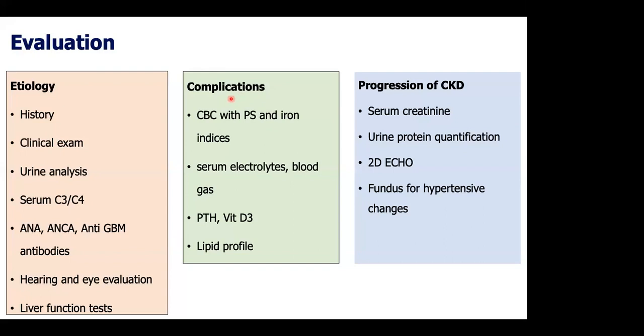So for evaluation of complications, you would be looking at the markers of anemia, whether it is iron deficiency anemia or anemia of chronic kidney disease. Serum electrolytes, blood gas for bicarbonate levels, vitamin D3, calcium and parathyroid hormone levels, and the lipid profile to assess for dyslipidemia. And for the markers of progression, you have to evaluate using serum creatinine, urine protein quantification if feasible, 2D echo as well.